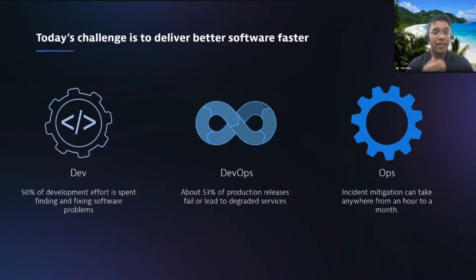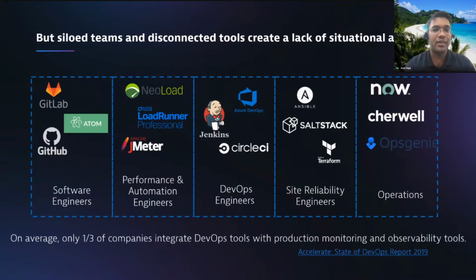And what's happening currently in today's climate is, though we're seeing that increase in velocity, more than 50% of development effort is actually spent finding and fixing software problems. And within your DevOps team, about 53% of production releases are failing or leading to degraded services. And your operations team that need to manage these incidents, mitigating these can take anywhere from an hour to a month.